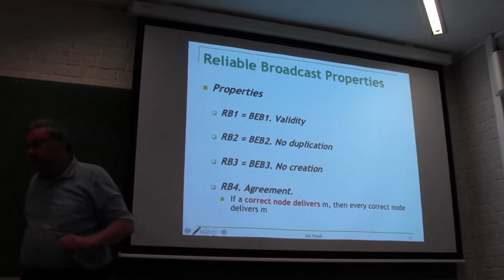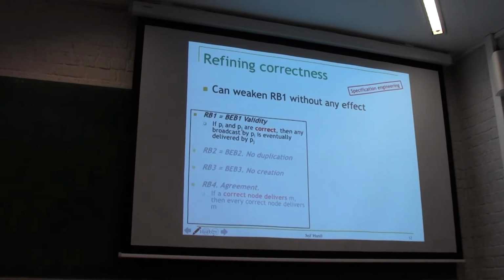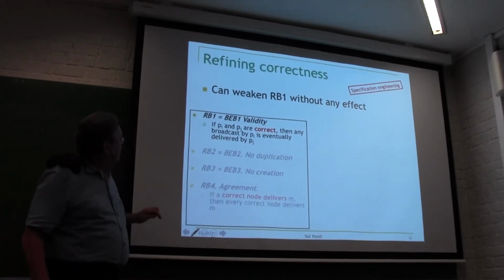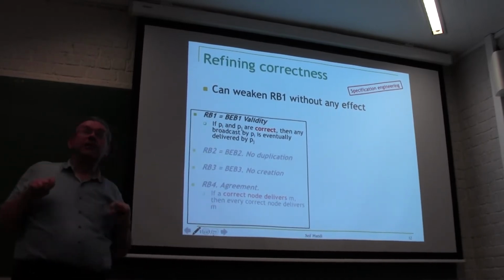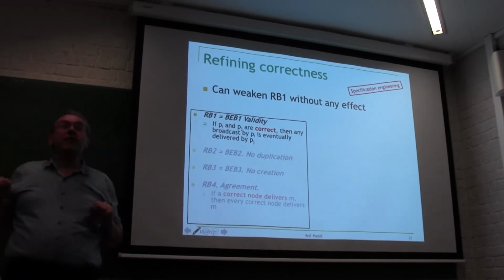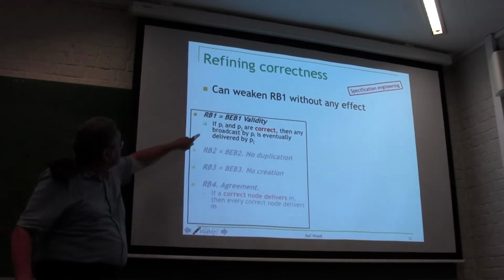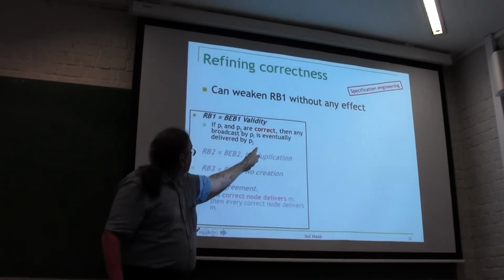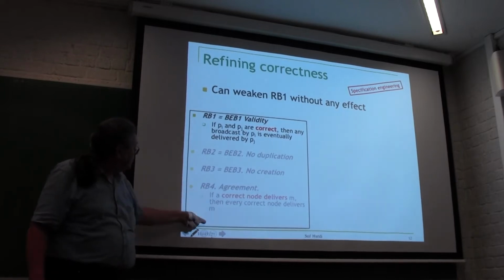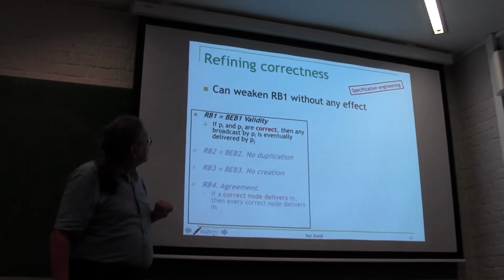Okay, so RB4. Now we can do what I call specification engineering. We added this extra fourth property, but we can polish the specification a little bit. It's nice to tweak it to make it simpler. So this is our original specification. Remember, if PI and PJ are correct, then any broadcast by PI is eventually delivered by PJ. And now we've added the fourth one: if a correct node delivers M, then every correct node does. And we have the two middle ones too.